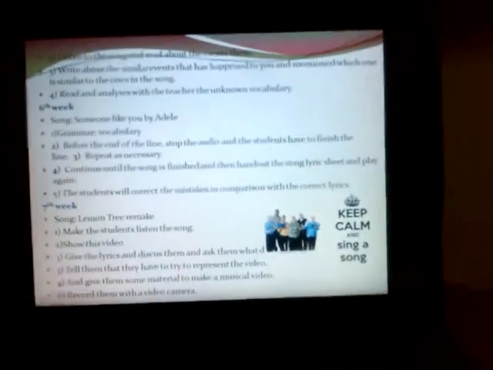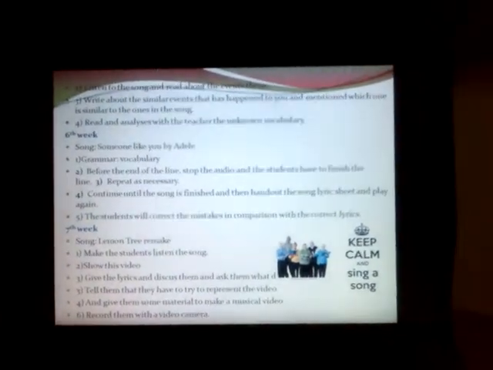For the last week, we have a very popular old song called Lemon Tree, a remake. They have to listen to the song. We are going to show them a video of students performing, trying to interpret or perform that song. Then we give them the lyrics and ask them what the song was about.